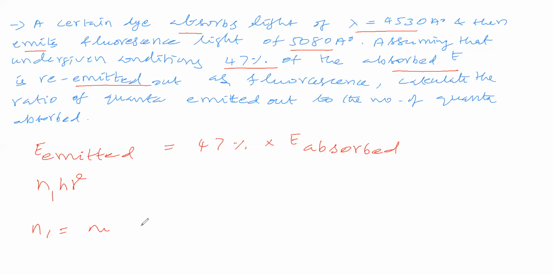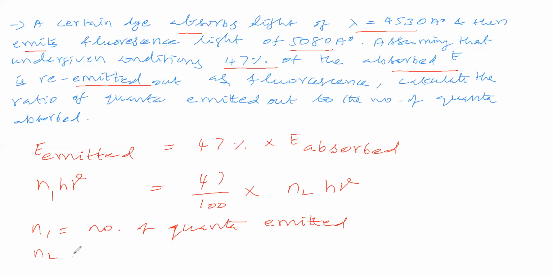So N1 is the number of quanta emitted, equal to 47 by 100 into the energy absorbed, which is N2 h nu, where N2 is the number of quanta absorbed. Now we will substitute the values. N1 into hc by lambda 1 is equal to 47% into N2 into hc by lambda 2. So we can cancel hc. Therefore, N1 by lambda 1 is equal to 47 by 100 into N2 by lambda 2.